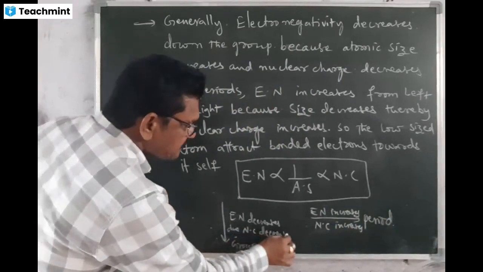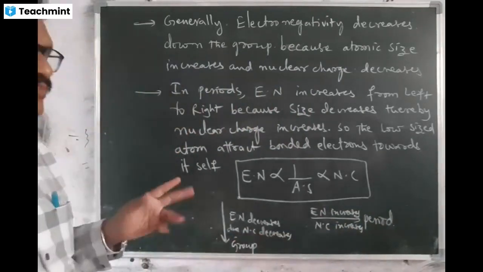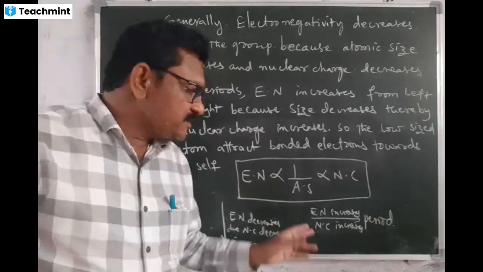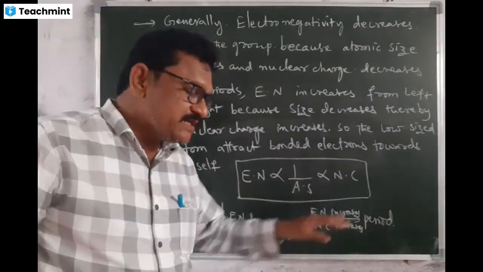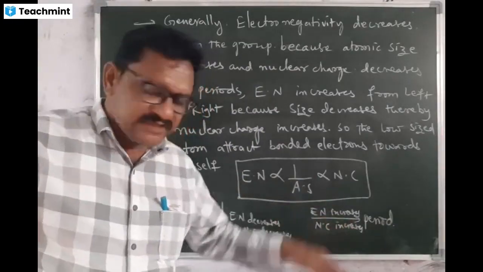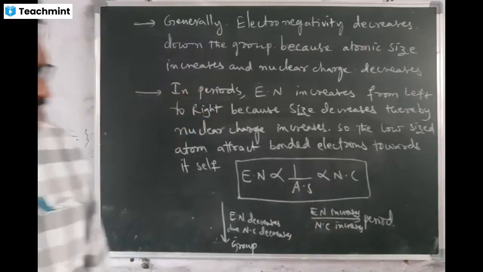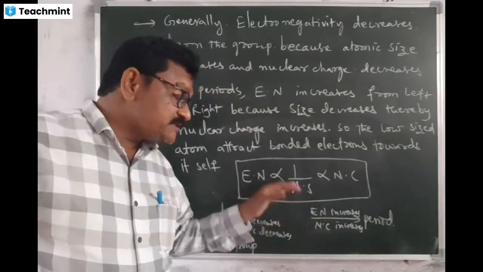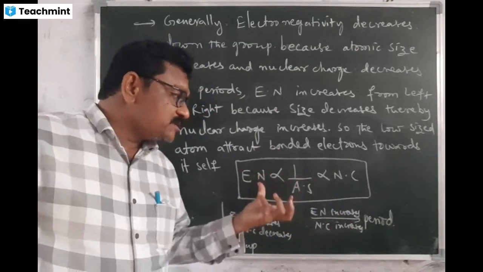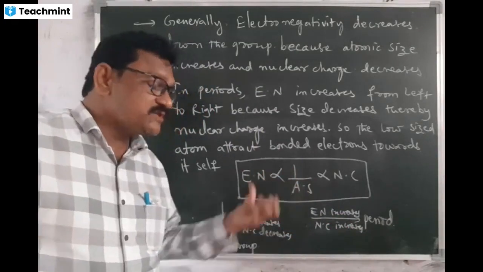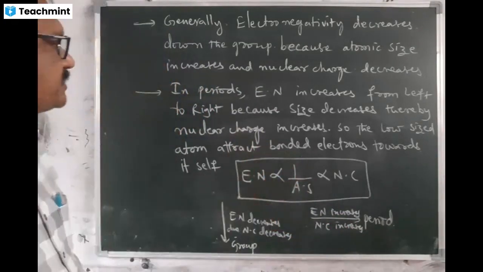Nuclear charge and electronegativity are directly proportional to each other. If nuclear charge increases, electronegativity automatically increases. So whenever nuclear charge is more, low-size atoms should have more nuclear charge, and that can give more electronegativity.